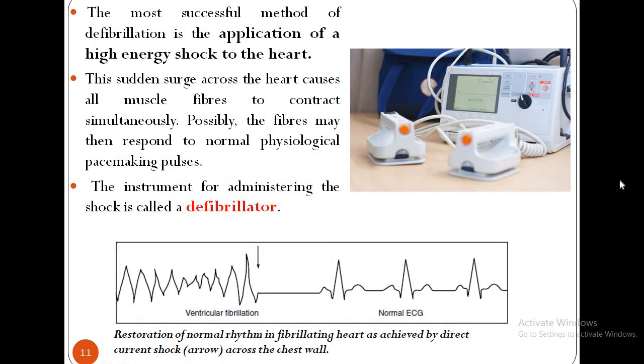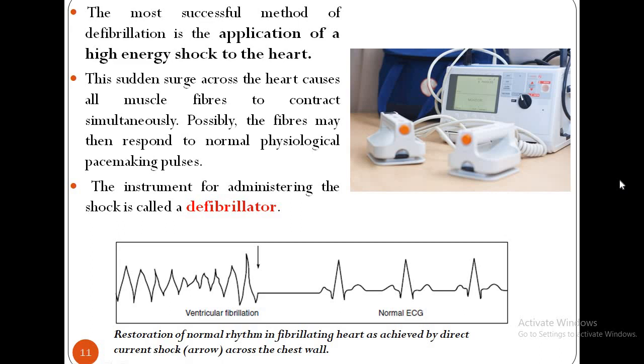Although mechanical methods for defibrillating patients have been tried over the years, the most successful method of defibrillation is the application of an electric shock to the area of the heart. This sudden surge across the heart causes all muscle fibers to contract simultaneously. Possibly, the fibers may then respond to normal physiological pacemaking pulses. The instrument for administering this shock is called a defibrillator.